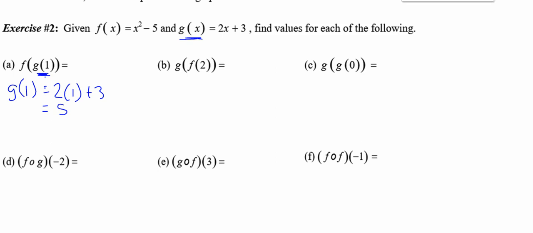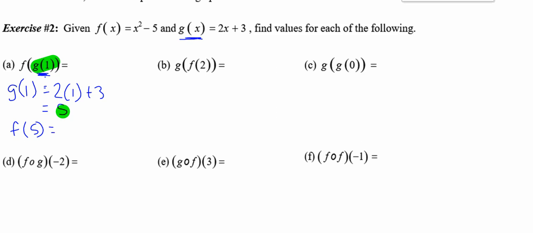Now, this value of 5, I'm going to highlight that. And I'm going to replace it with g of 1. So that means, notice how you have an f on the outside? You're going to have f of 5. So just substituting in 5 where g of 1 is now.